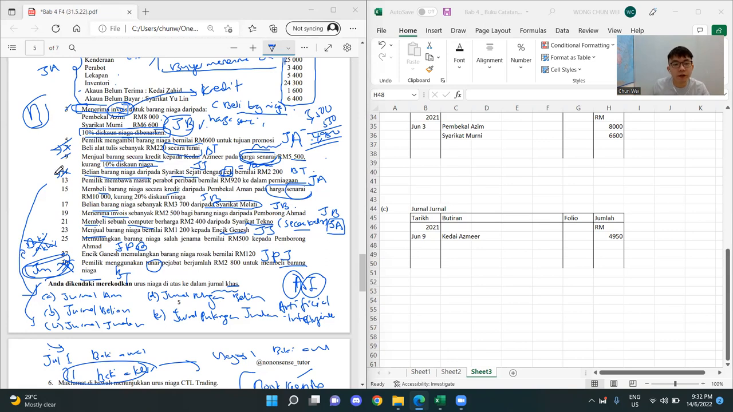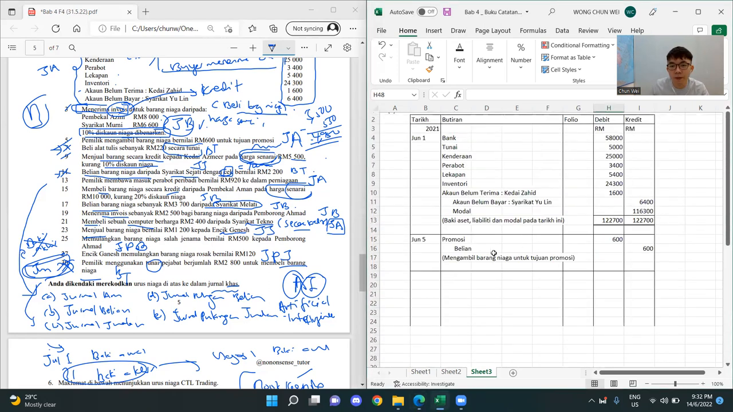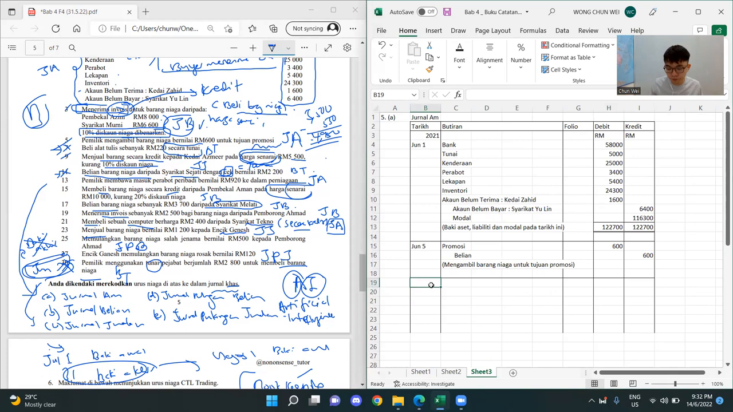After 9, 11. We skip because this is buku tunai. Okay, we go to 13. 13, look here. JA, meaning this is journal am. So journal am. June 13. So what is this? Pemilik membawa masuk perabot peribadi. So ini bawa masuk.